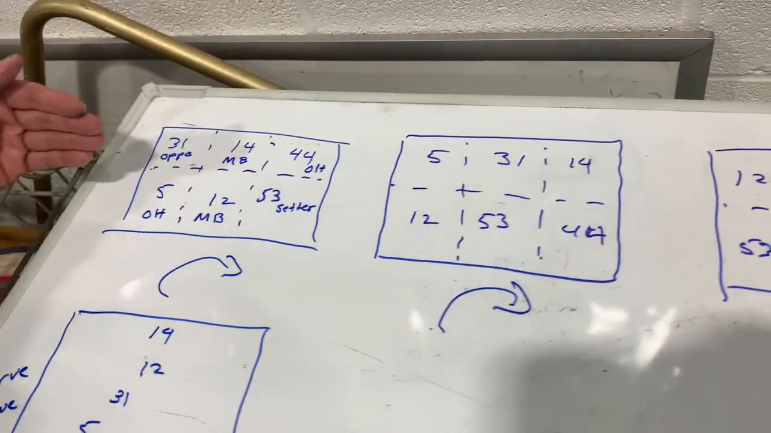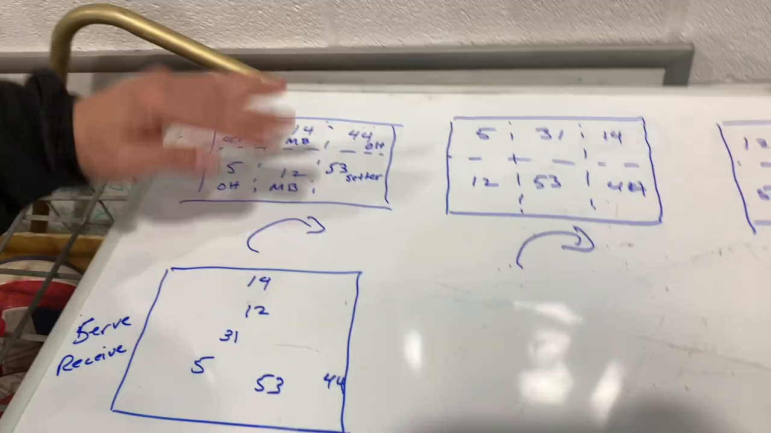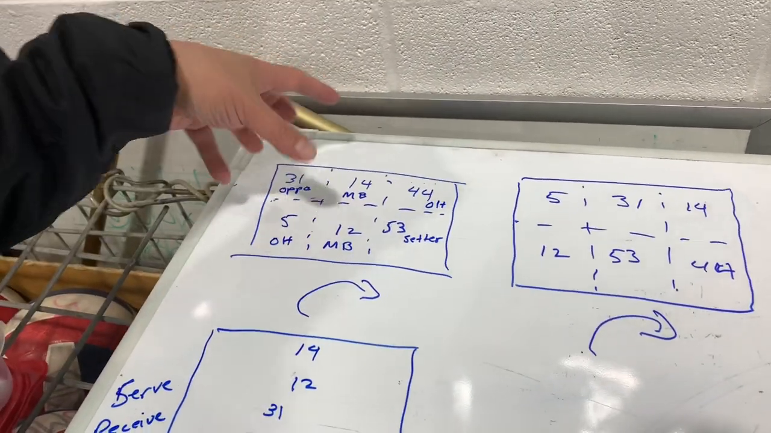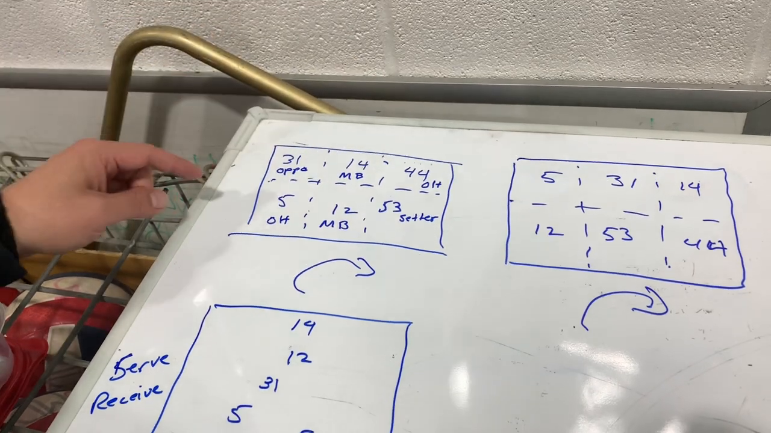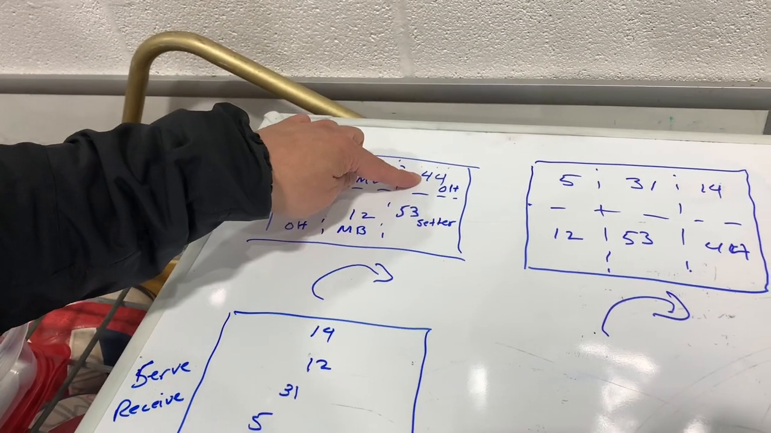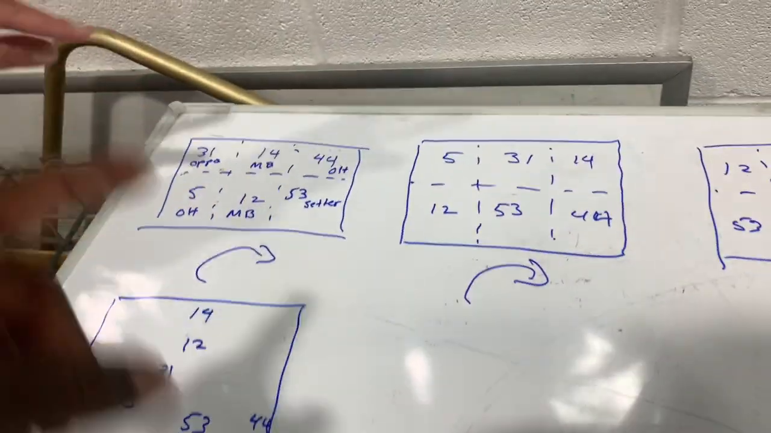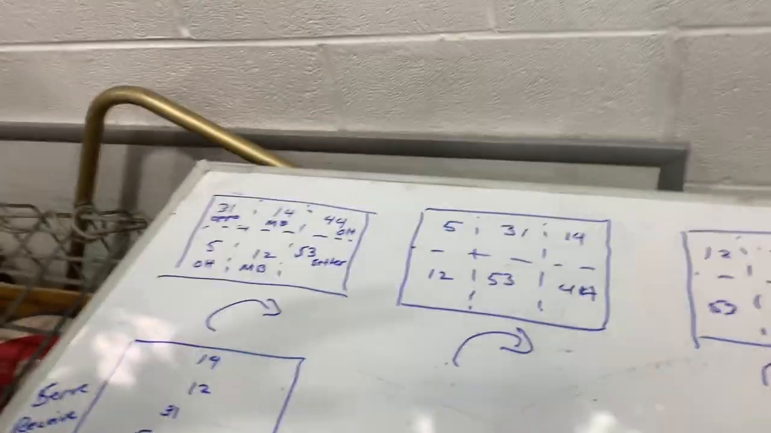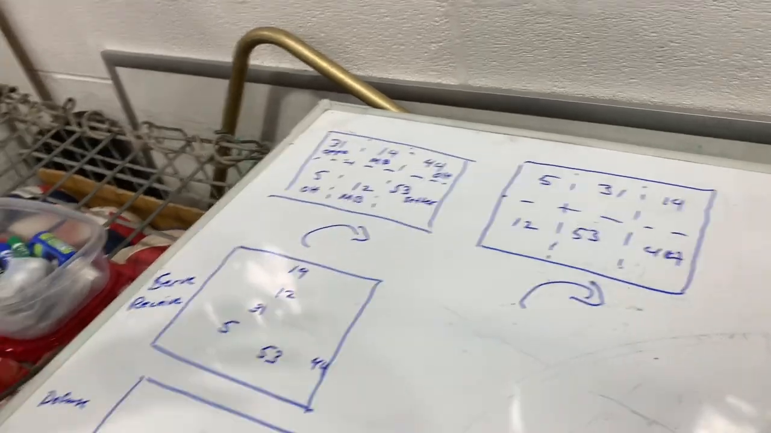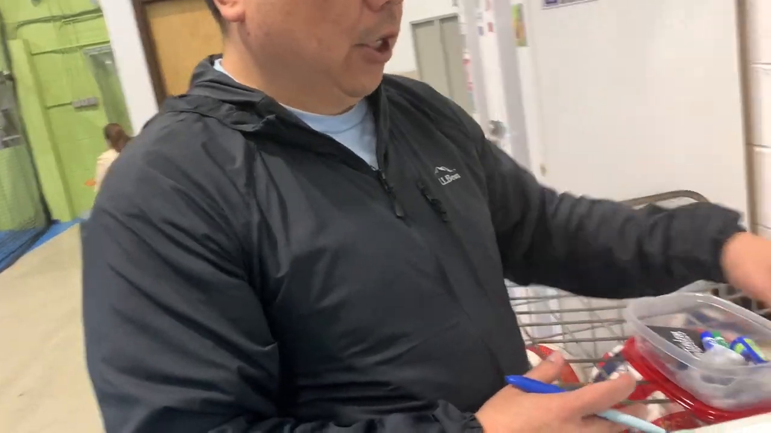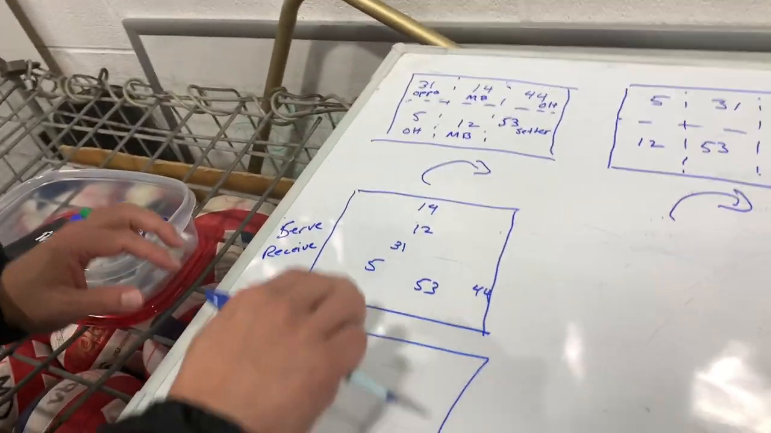What you see here is actually a mirror. Everybody has a corresponding opposite. So when you rotate around, you always have at least one OH and one middle blocker, so the spacing is always going to be that way. You always have one of those types of players in the front and one in the back.